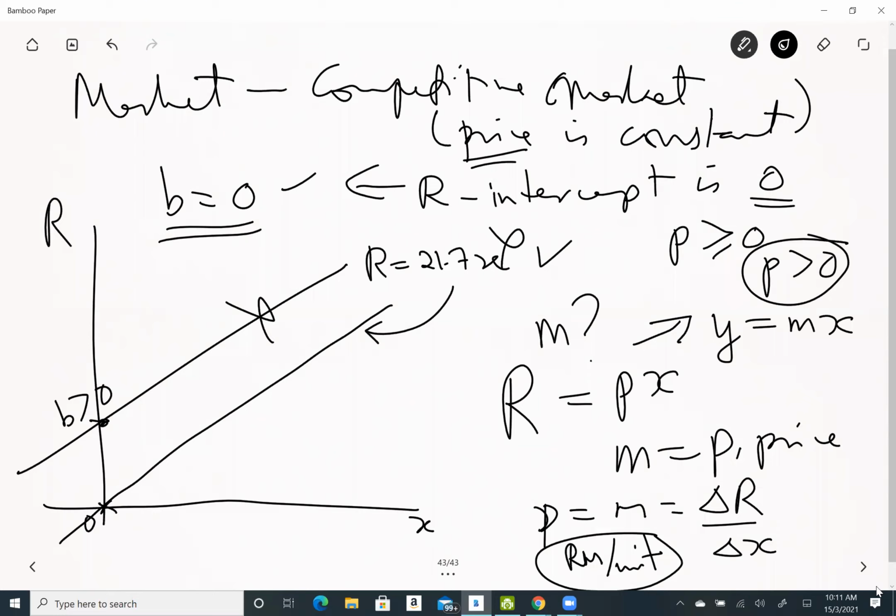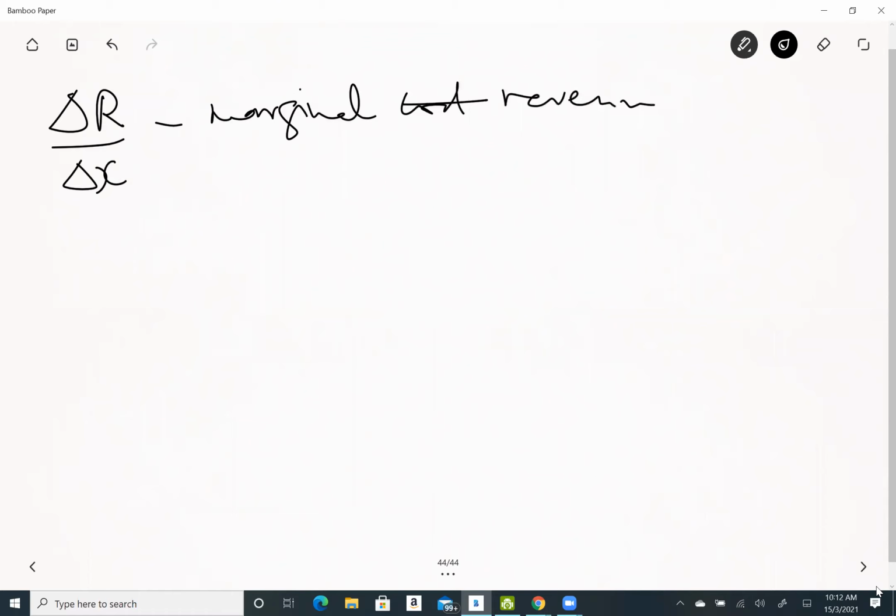So the price is the slope. All right, the price is the slope of the revenue function, and we call it marginal revenue. The slope of the revenue function, we call it marginal revenue. Marginal means small change. Okay, small change. So it's a change of revenue.